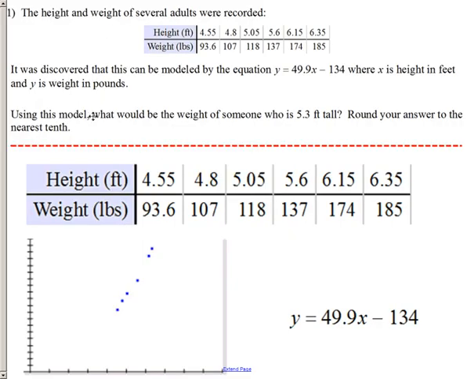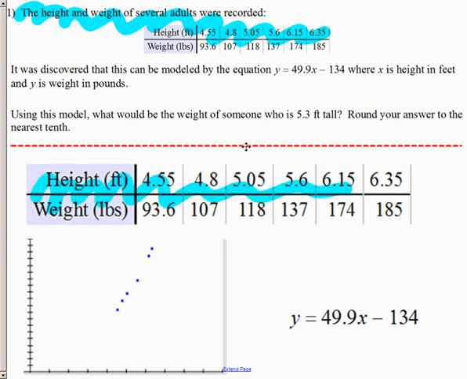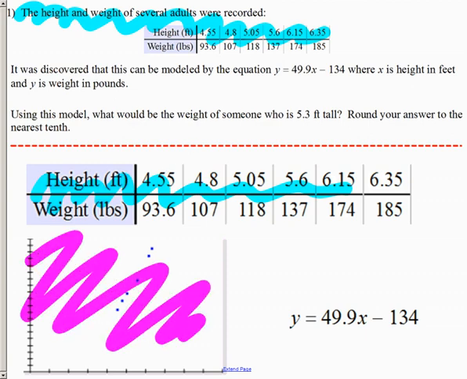The height of several adults were recorded. And so what I'm going to do is I'm going to say, hey, all of this shaded in blue right here is basically the height and weight right there. And then I went ahead and made a graph, a scatter plot of that table. So if you had to go and make a scatter plot of this table in blue, it would look like what you've got here in pink.